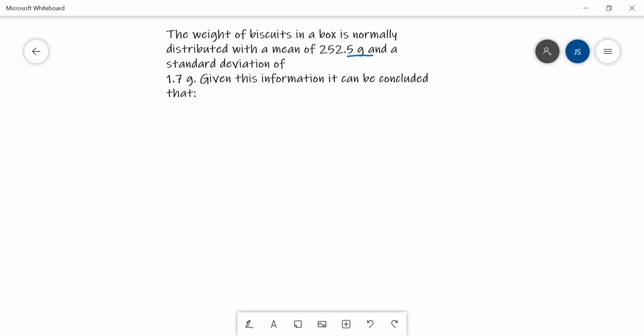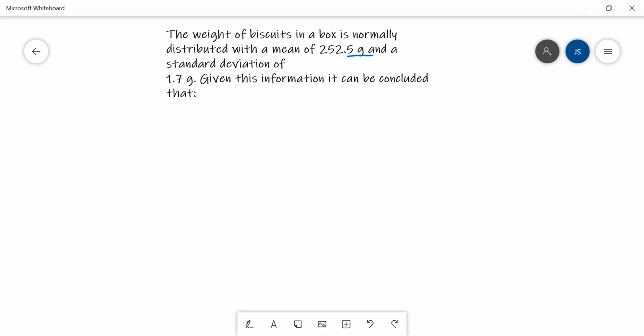So we've got a box of biscuits and the statistics itself have been normally distributed. So on average, the box is about 252.5 grams, and the next score from that would be either 1.7 grams up, so about 254.2, or it could be 1.7 less, so 252.5 take away 1.7. Okay, and then that way we can start spreading out evenly the standard deviations from the mean.